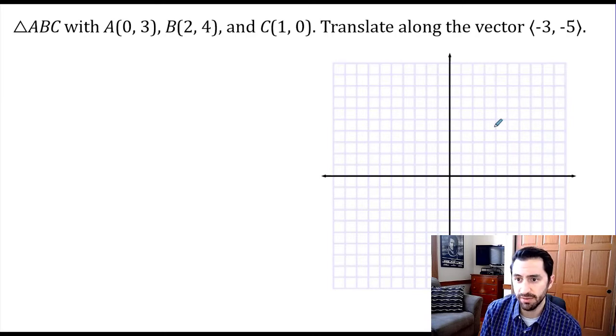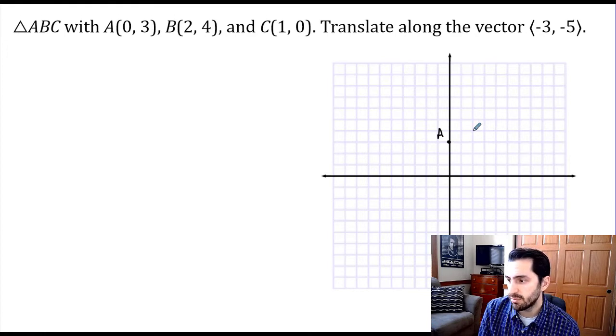So let's start by graphing our triangle. So we have the points 0, 3, 2, 4, 1, 0. So here's A. And then B is the point 2, 4. So that's right here. And then lastly, C is 1, 0. So I'll connect these together to form our triangle.